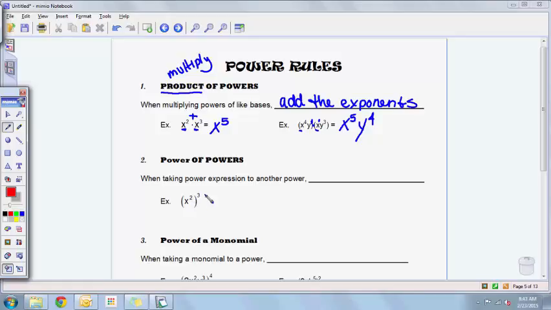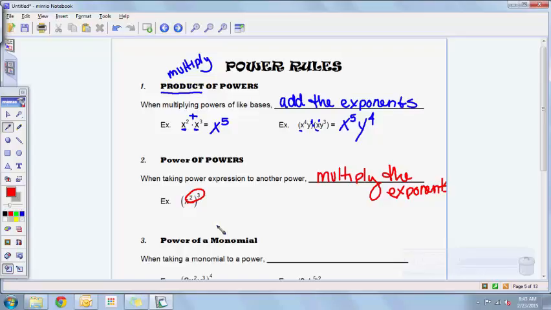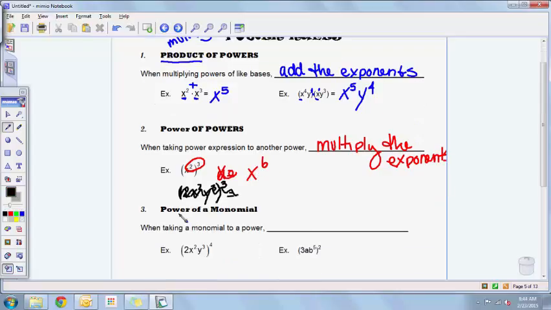All right, so x squared to the third power. When you see a power to a power, you're going to multiply those exponents together. In order to simplify them, you're going to multiply the exponents, and that will simplify it. So we have x squared to the third power. We're going to take those two exponents and multiply them together. So if you simplify this, you get x to the sixth power. That's it, okay?